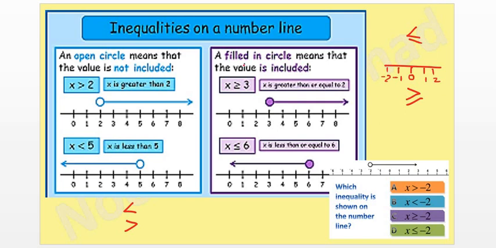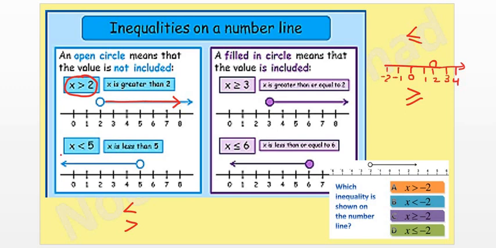So if you have this case, for example, here they are saying x is greater than 2. That means you have to draw a circle that will be an open circle, or you can say an empty circle, blank circle, on 2, and all the numbers that are greater than 2, we need those numbers. So you can see here, if I go to the right side, all the numbers are greater than 2. So I will draw an arrow to the right side showing that I have all the values that are greater than 2.